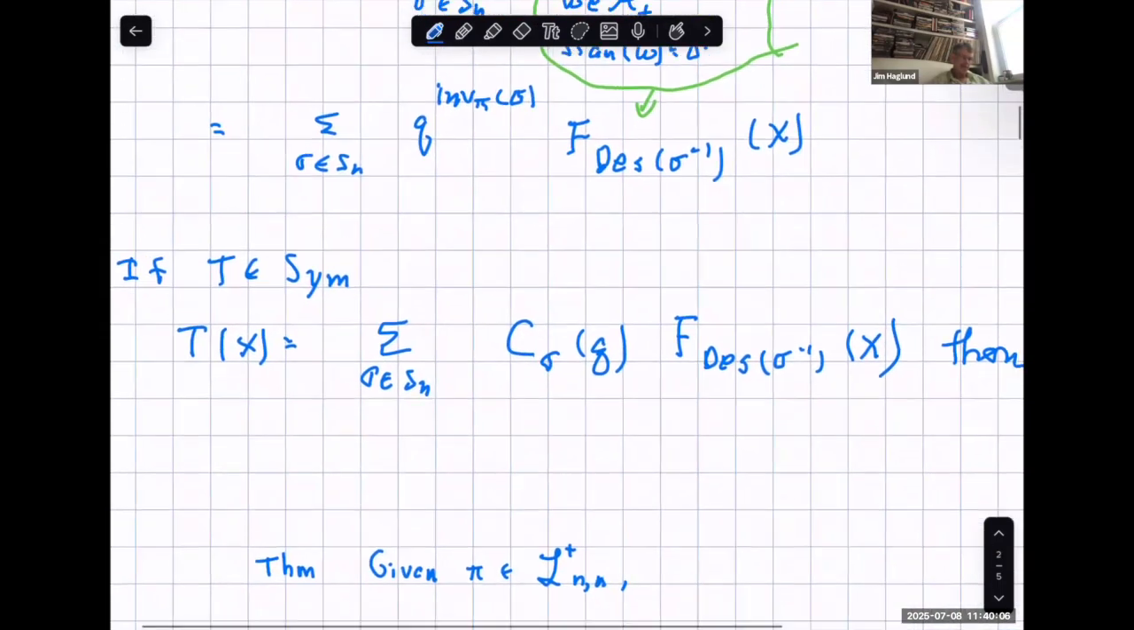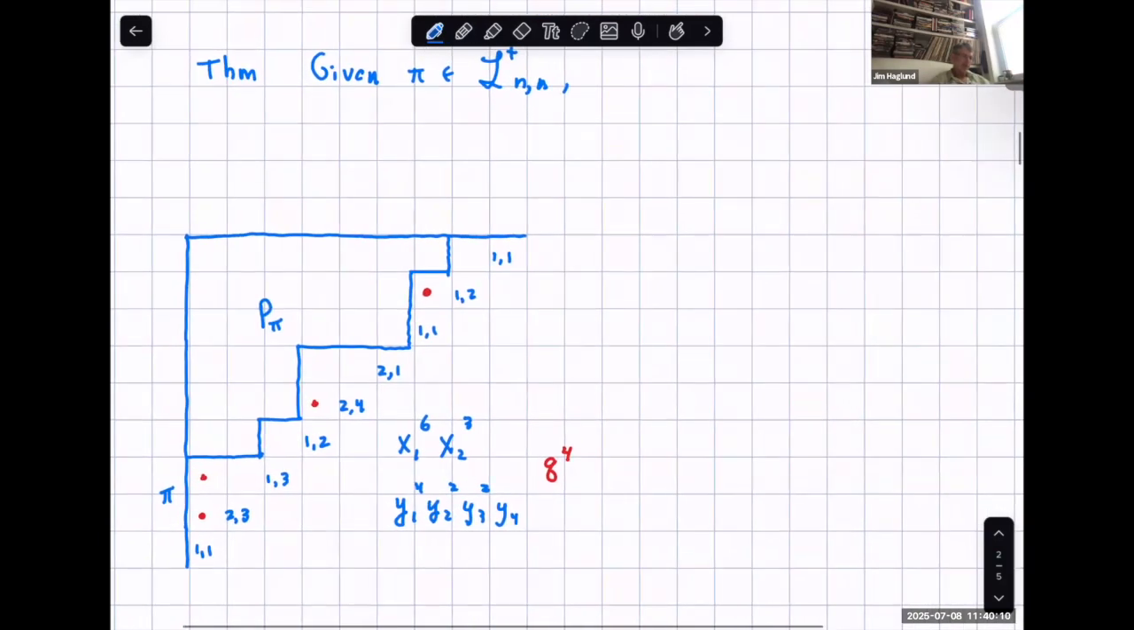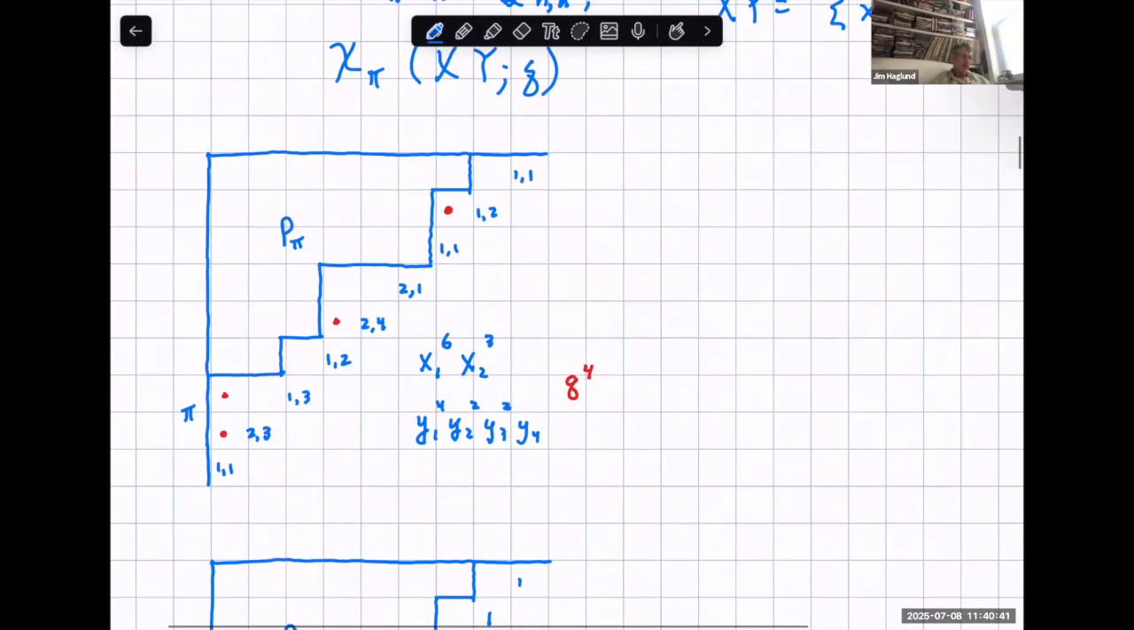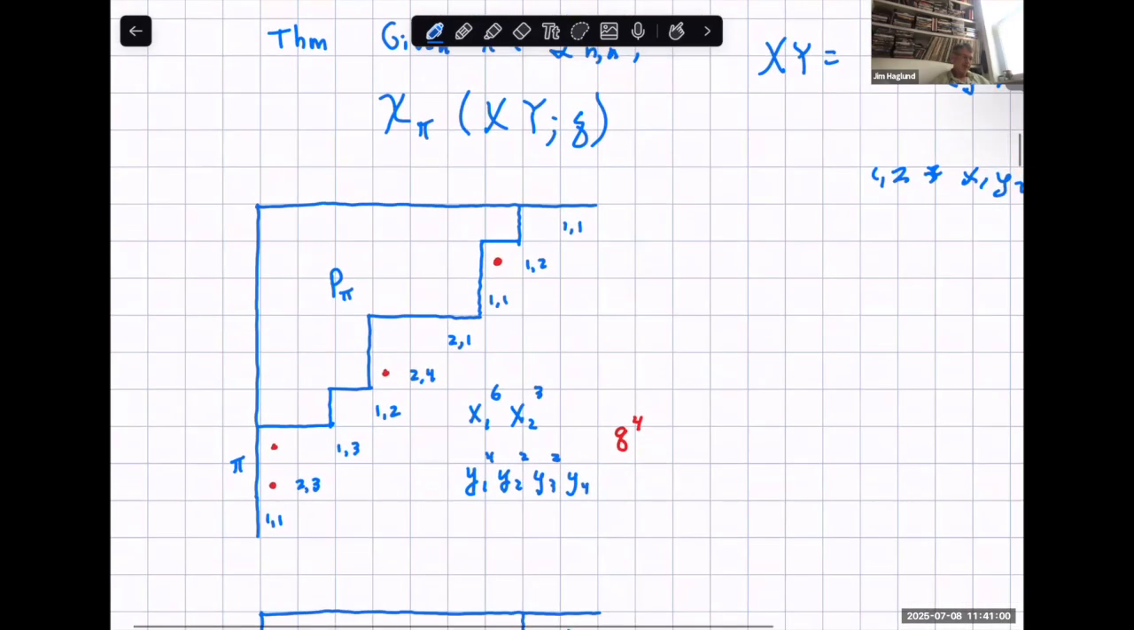So the XY technique is, given a Dyck path pi, we're going to take the chromatic in terms of a product of two sets of variables. Here XY is the set of all x_i y_j. And how do we do that? Well, this 1, 2 here would correspond to x_1 y_2. So I put a given filling along the diagonal here.